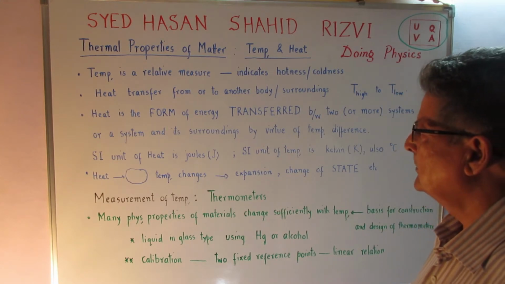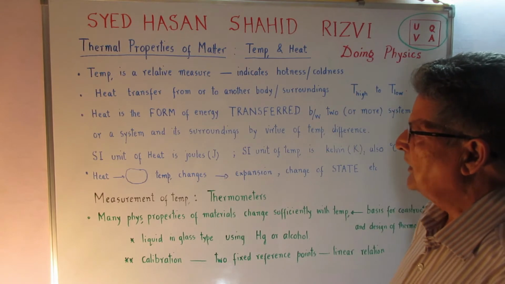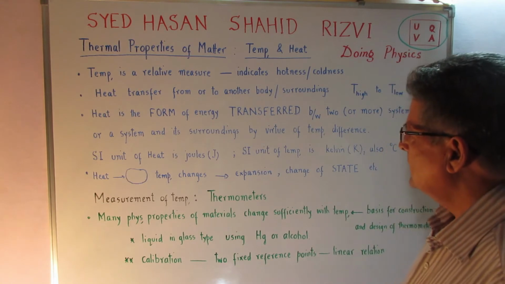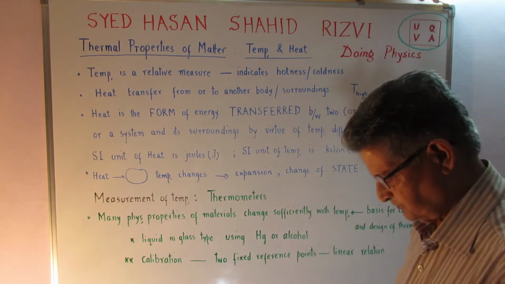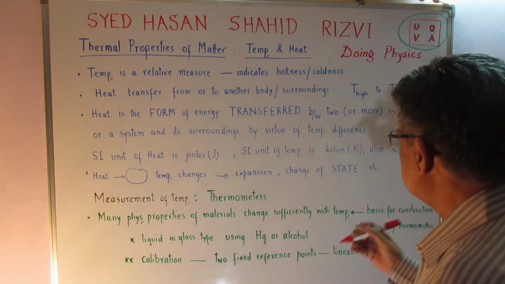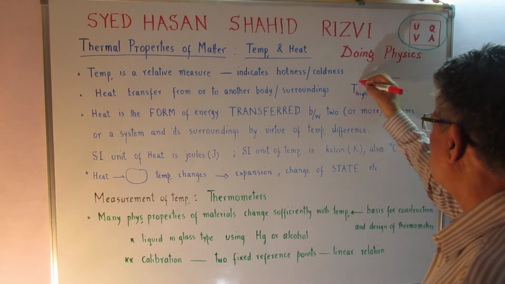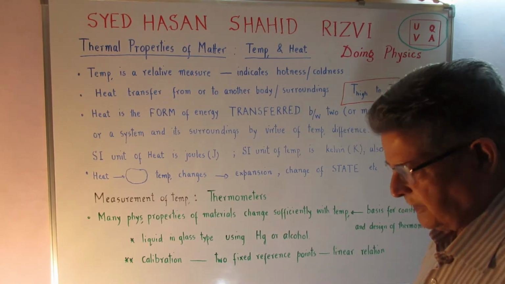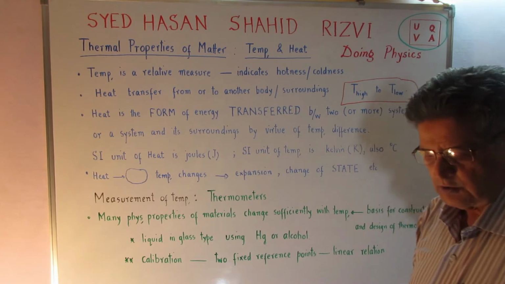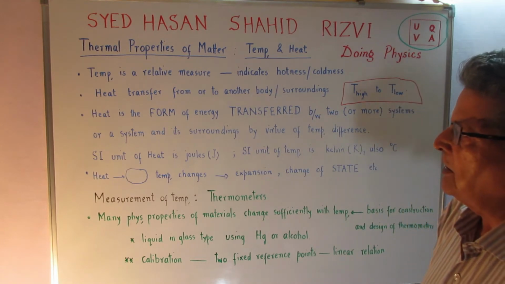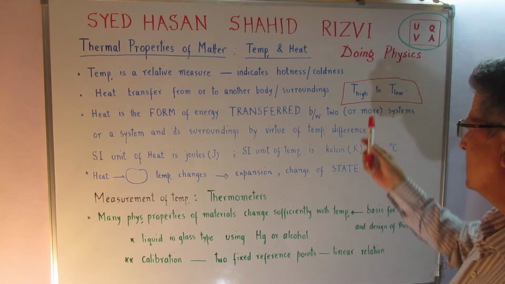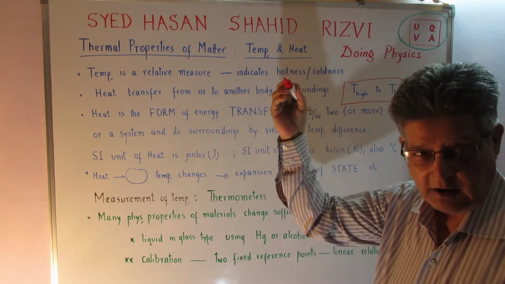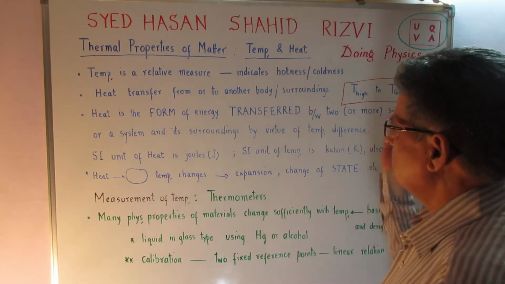We find that there is a heat transfer from or to another body or surroundings, and this happens like the water flows from a higher level to a lower level. Electric current flows from higher potential to lower potential, etc. Similarly, the heat transfer takes place from a higher temperature to a lower temperature. Both may be high, both may be low, both may be in between.